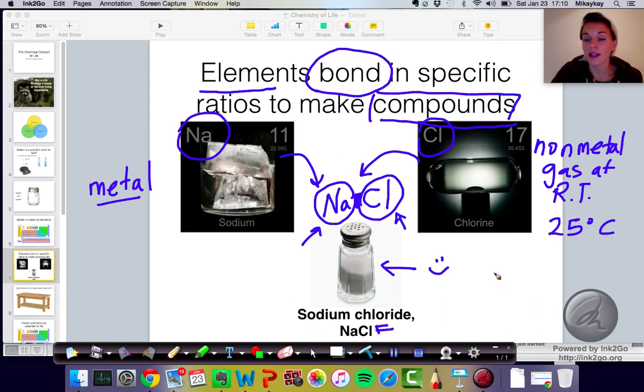And the point of what I'm trying to say here is that elements come together and they form compounds that can be very, very different in terms of their properties from the elements that they came from.